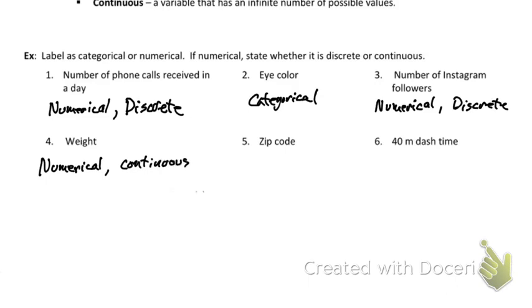Zip code. Is that numerical or categorical? Categorical. It is categorical. Who thought it was numerical? I would have if I first learned this. Do you know why it's categorical? Because there are multiple people under the same zip code. Well, it's not just that.